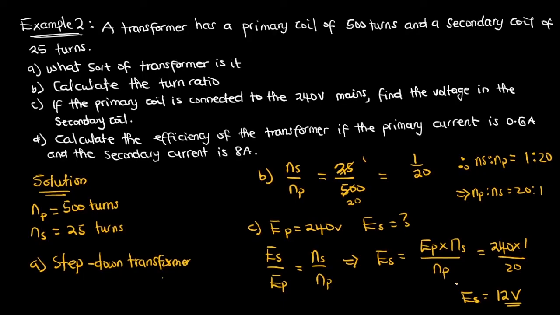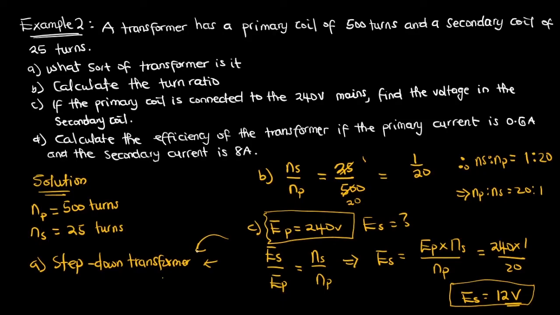It is 12 volts. Now, because it is a step down transformer, we can see that the voltage that is applied to the transformer is 240, but it has reduced it to 12 volts. Are you okay? And this also proves that our answer for A, which is a step down transformer, is correct, because a step down transformer steps down the voltage, or reduces the voltage output compared to the input.